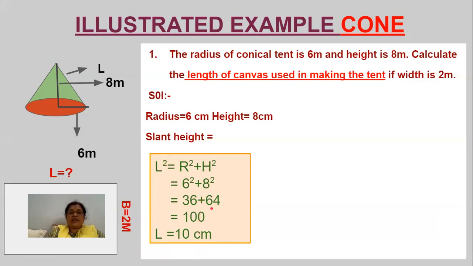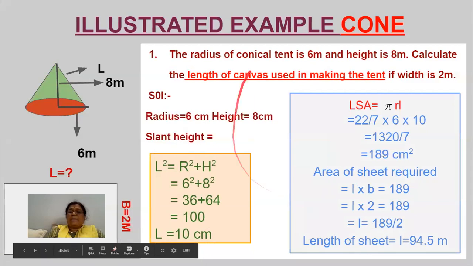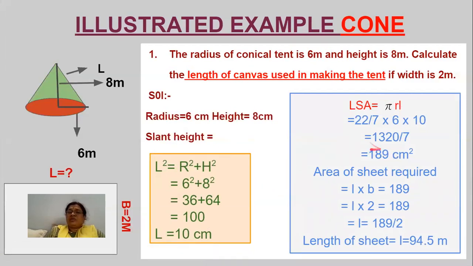So root 100 will be 10. So like this you can find out the slant height of a cone. Now we'll find out the lateral surface formula. This is the lateral surface formula, so you have to put the correct formula. Don't use the volume formula or the formula of any other solid figure. You should not get confused; you should be perfect in writing a formula.